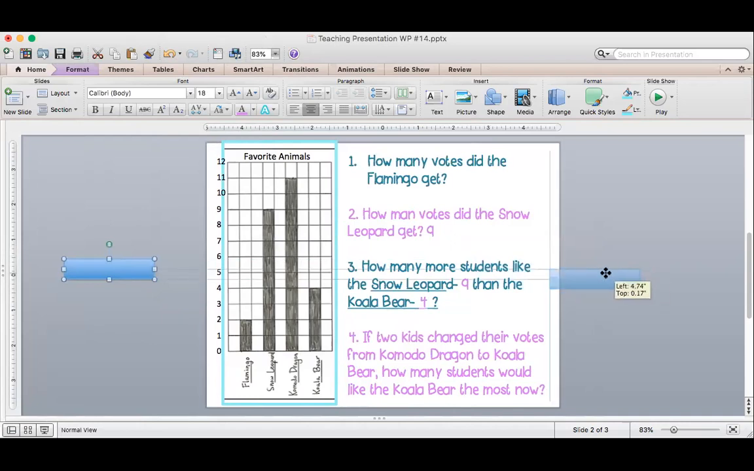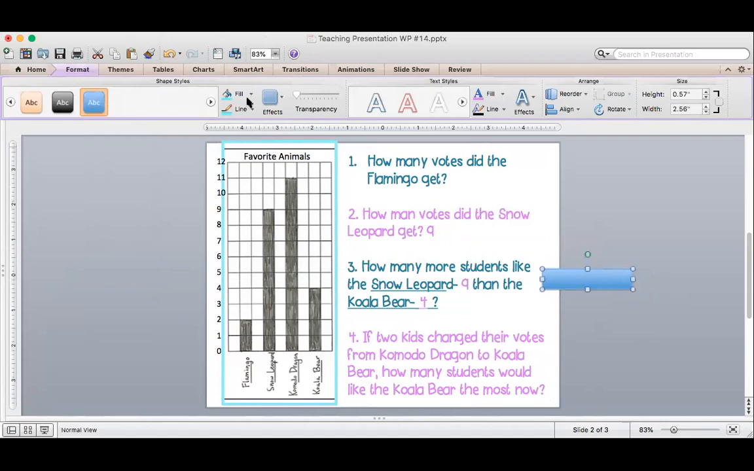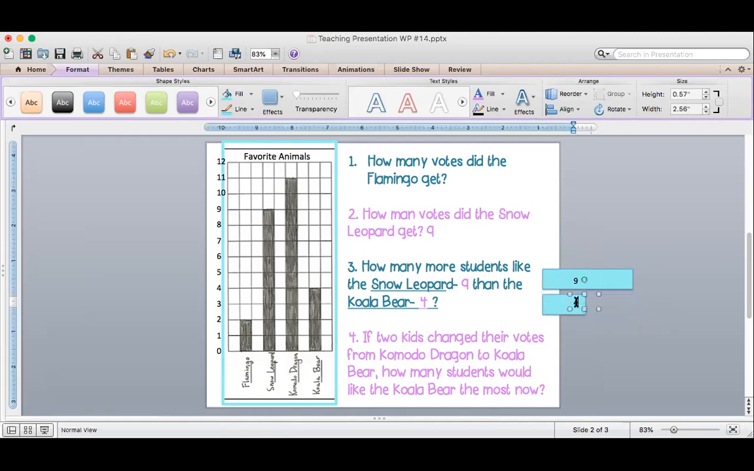So maybe I'll make a bar for the snow leopard, okay? The snow leopard has how many? 9 votes. So I'm going to put a 9 in here. And then the koala bear has how many? Just 4. So how should I make the bar for the koala bear, bigger or smaller than the snow leopard bar? Should be a lot smaller because 4 is quite a bit smaller than 9. So I'm going to make it a little bit less than half, I think. All right, so the top one's the snow leopard, the bottom one's the koala bear.